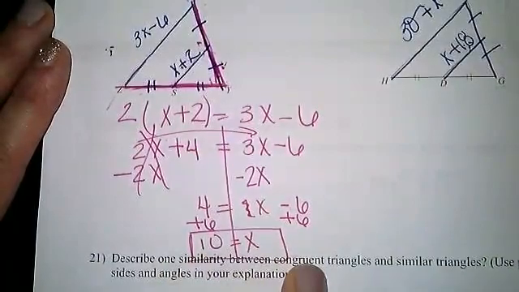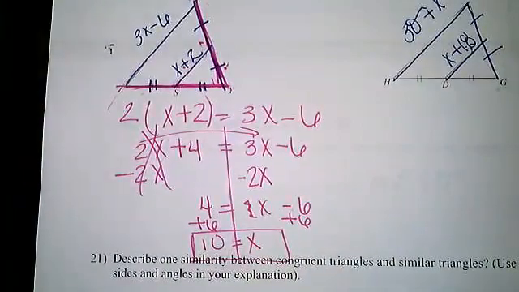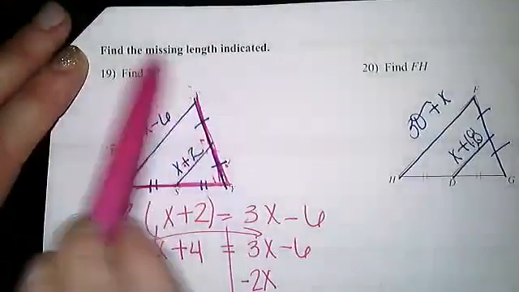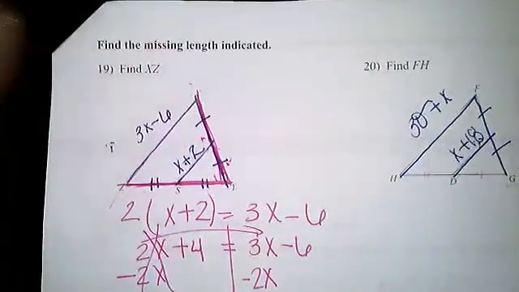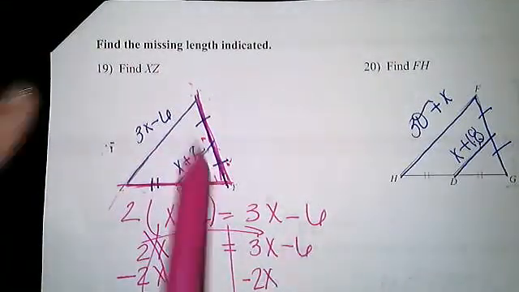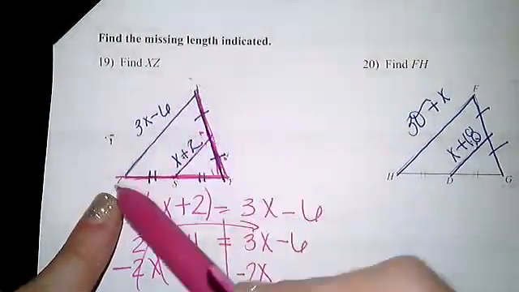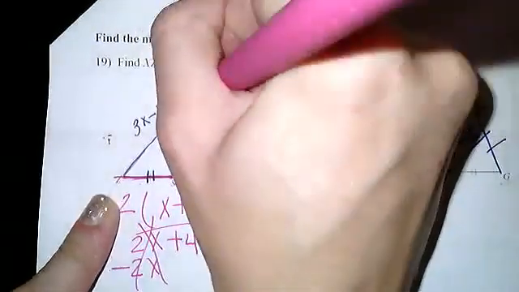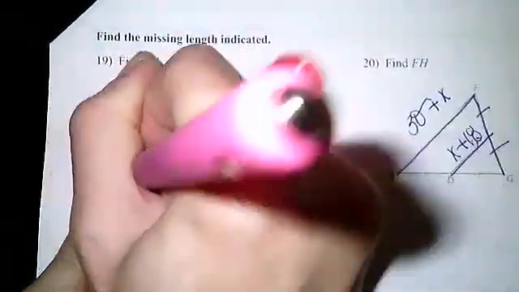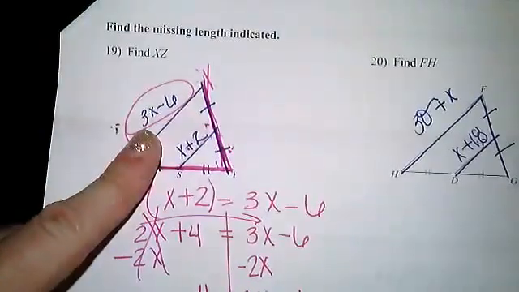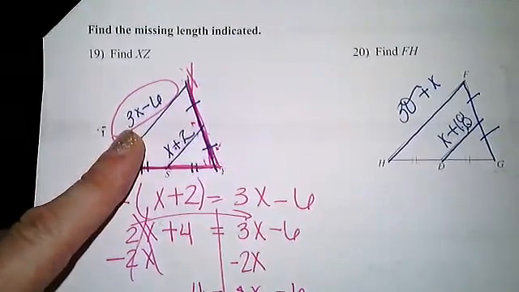When you get this 10, how do you know if you're done or not? What does it say up here? Does it say find x and done? No, it says find xz. So what side is xz? xz. So you gotta plug in your x into there. Who's comfortable plugging in x that I can skip that over?